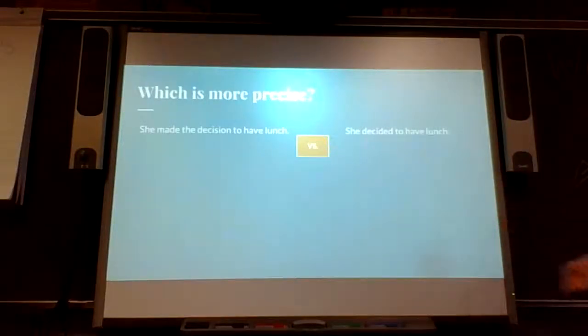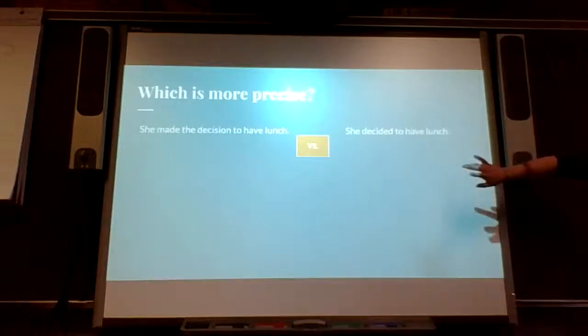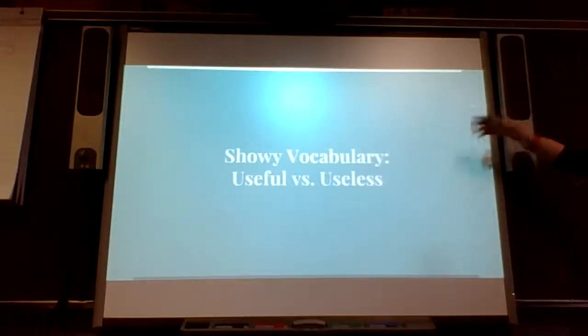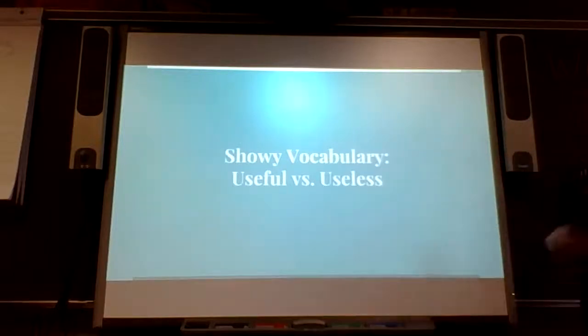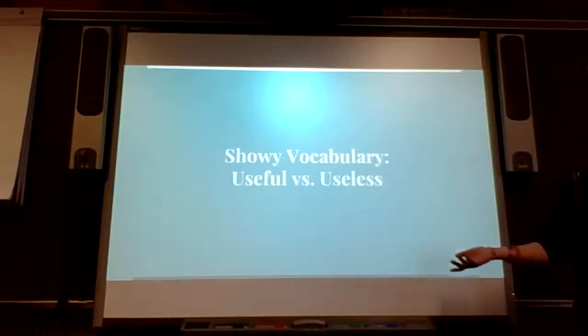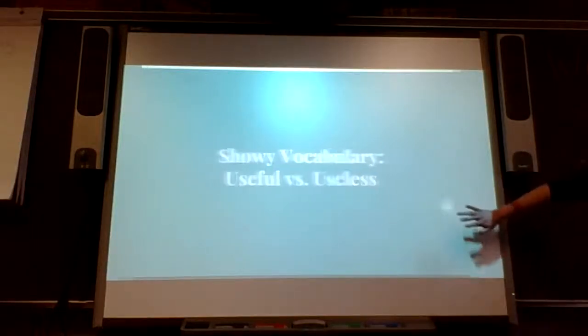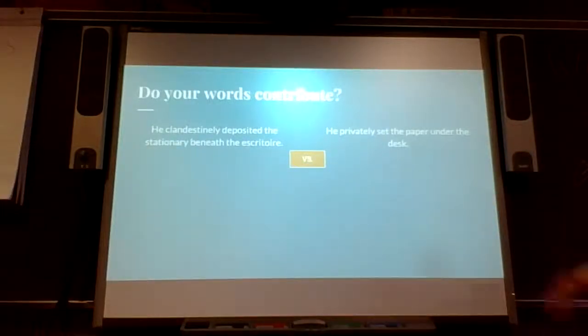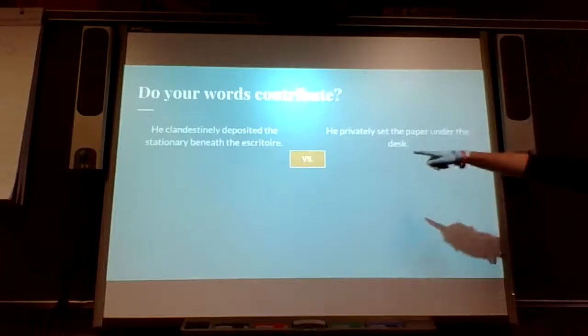It's also precise verb choice. And show vocabulary. Is it useful or is it useless? Show vocabulary is basically overusing synonyms. So, do your words contribute to what you're actually trying to say? Between these sentences, which are you going to easily understand better? They're the same sentence, they mean the same thing, but you're going to understand this one a lot better than that one.